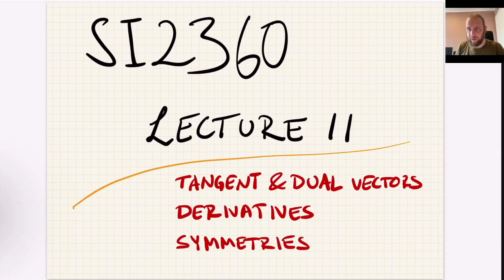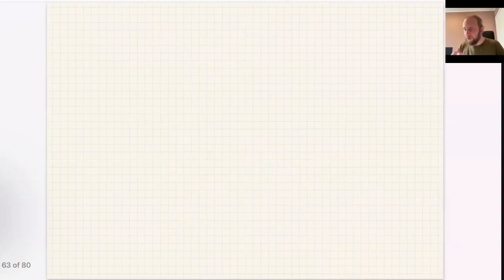This can also be generalized to the space-time or pseudo-Riemannian manifolds that you'll find in general relativity, for example. But let's start from the beginning. So the first thing we'll discuss is vectors. In particular, tangent vectors.